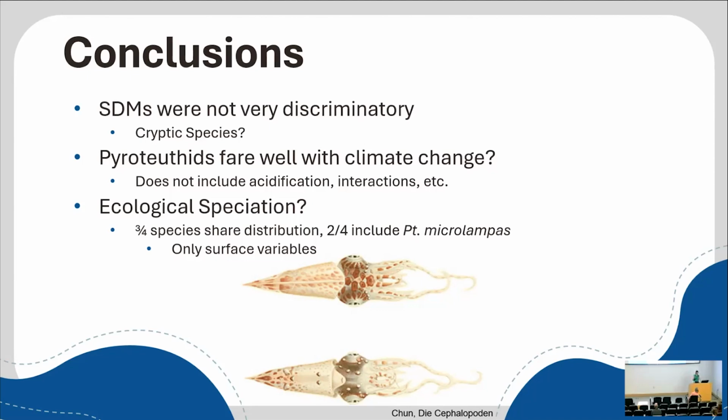And also there are only surface variables. So even these squids, remember, they live from the surface to around 300 meters. And so by only including surface variables, we're only getting a short snapshot of their niche. We're not experiencing the whole thing. So maybe there's some differentiation going on in deeper waters.